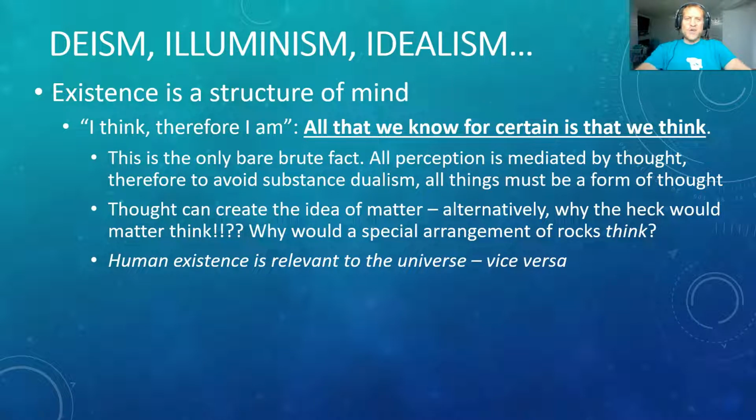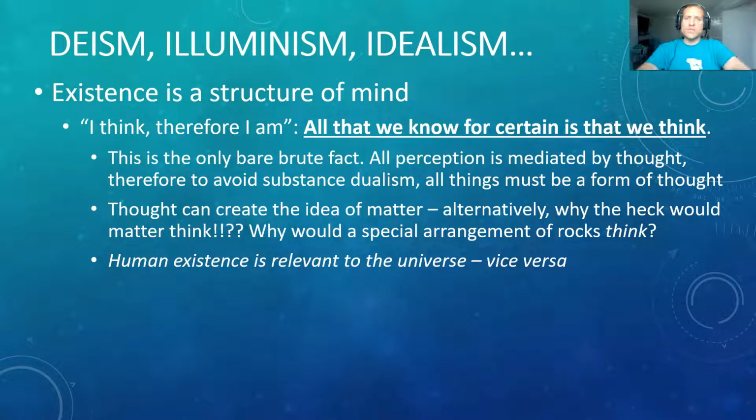All right, so all that we know for certain is that we think. This is the only bare brute fact. All perception, everything, is mediated by thought. Therefore, to avoid substance dualism, all things must be a form of thought, because how could you have things that are not thought interacting with thought, right? That was Descartes' position, right? What he explained, this idea of substance dualism. How can you have separate substances? How would they interact? You have to have substances which are in some way the same thing so they can communicate with each other, right?